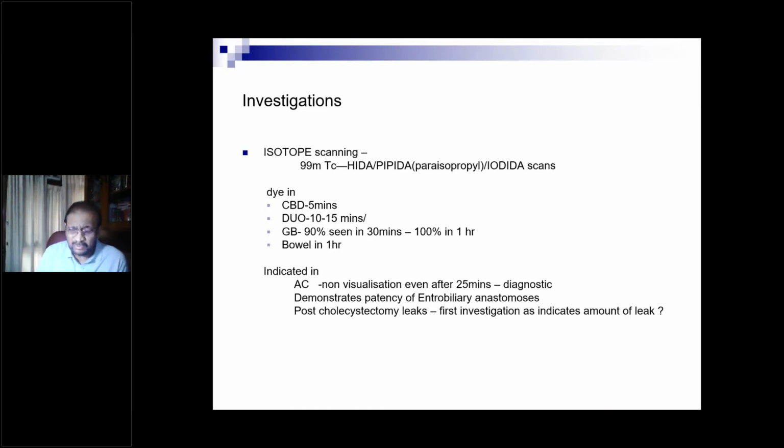Is that clear? So don't give the impression in mind that the route would be liver, then the CBD, the gallbladder, then the duodenum. No, it is not that way. It is the liver, the CBD, the duodenum, and then only it goes to the jejunum and the gallbladder. Right? What does it indicate? It is a good investigation for acute cholecystitis where there is non-visualization of the gallbladder even after 2 hours. Why? Because 90% of visualization should have been seen in 30 minutes.